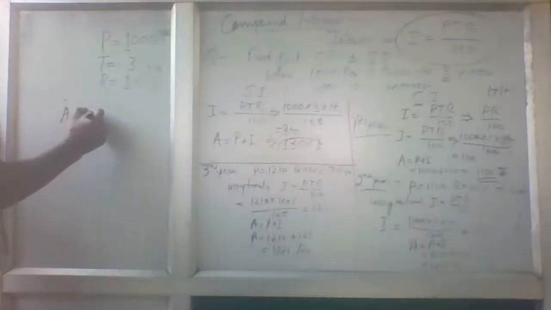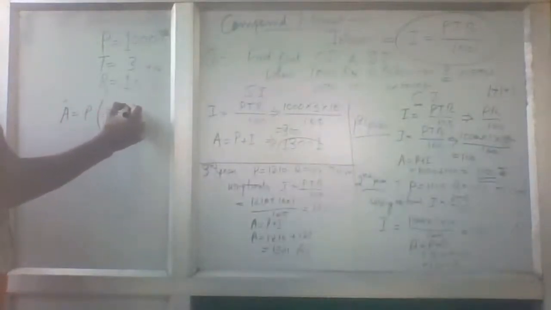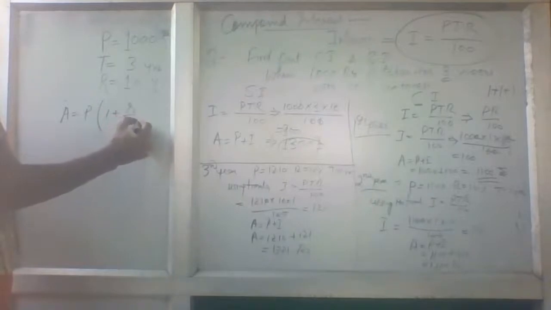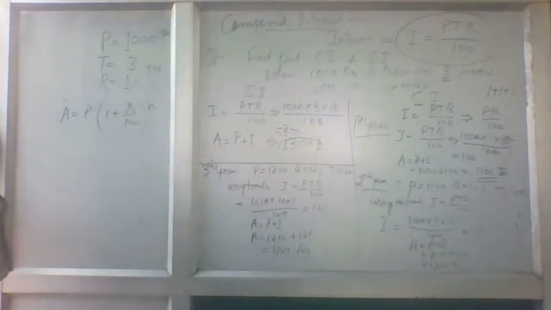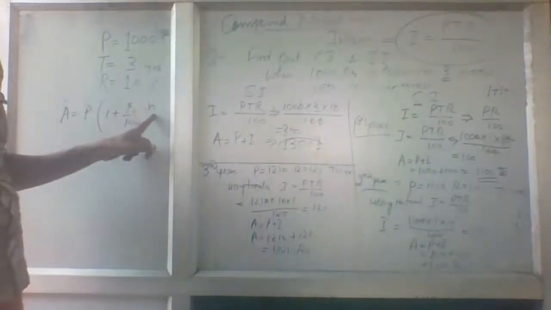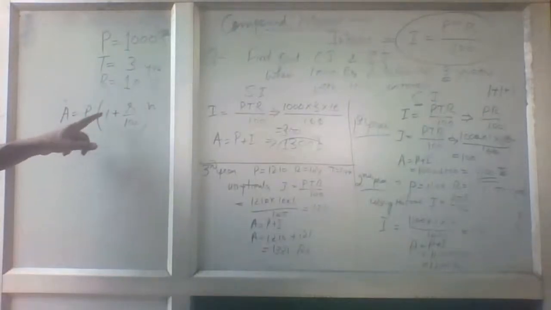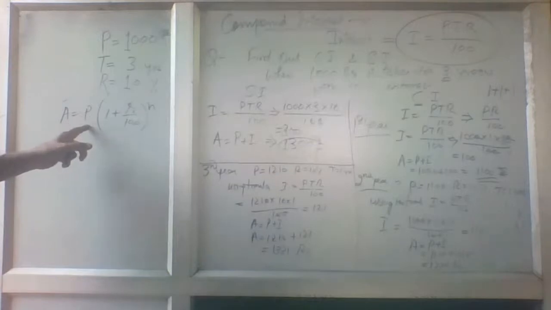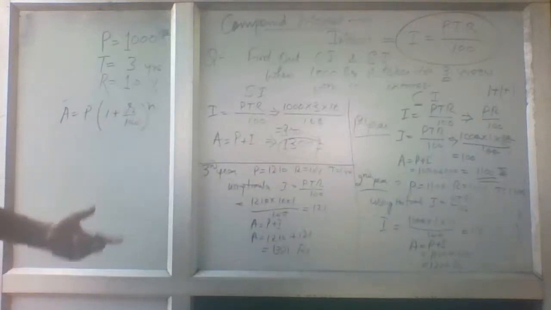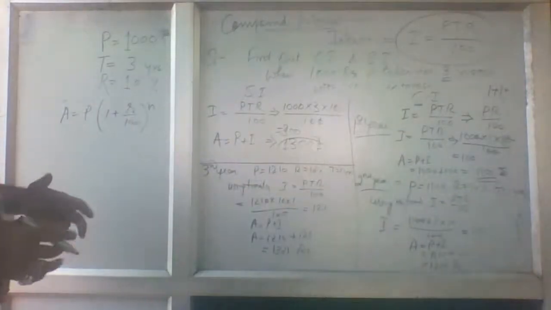formula, and that is called: amount is equal to principal into (1 plus rate r upon 100) to the power n, meaning time. N is called the year. Amount is equal to principal times 1 plus rate upon 100, whole in the bracket, to the power n. Now let's check whether this formula does the same work.